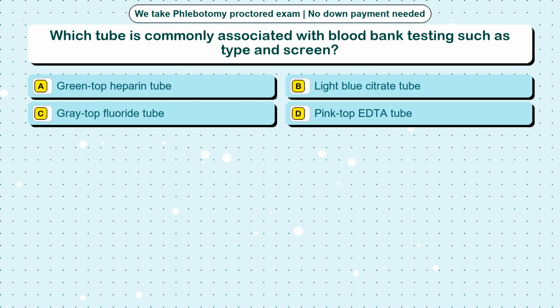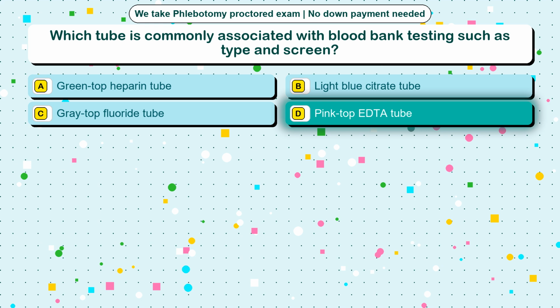Question 24. Which tube is commonly associated with blood bank testing such as type and screen? Option A, green top heparin tube. Option B, light blue citrate tube. Option C, gray top fluoride tube. Option D, pink top EDTA tube.